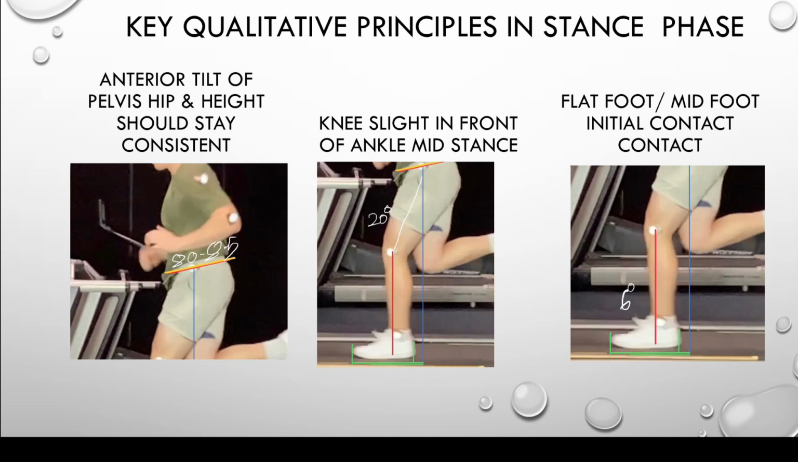Here is just a look at our key qualitative principles during this stance. In the first picture, we can see an anterior tilt of the hips that stays consistent at about 80 degrees, the knee, which is slightly in front of the ankle during our mid-stance, and a flat or mid-foot initial contact during our initial contact of this run, with the ankle plantar flexed at roughly 6 degrees.